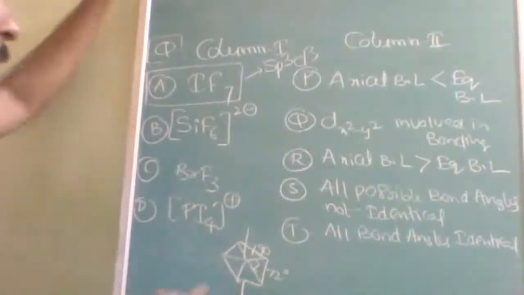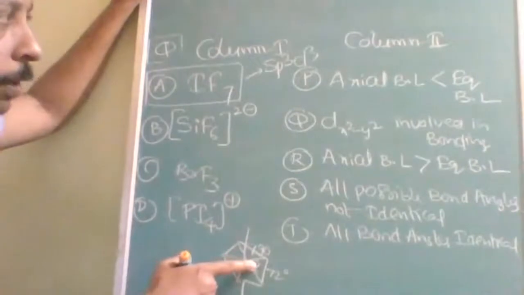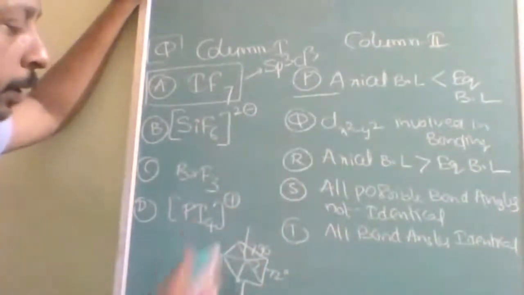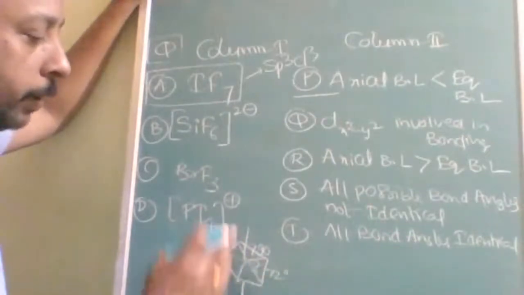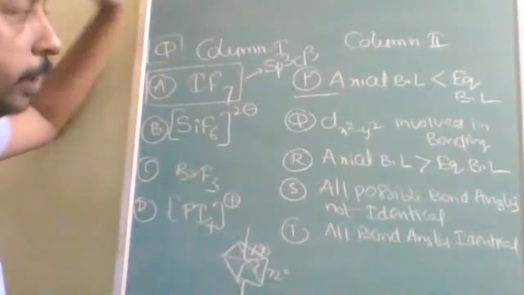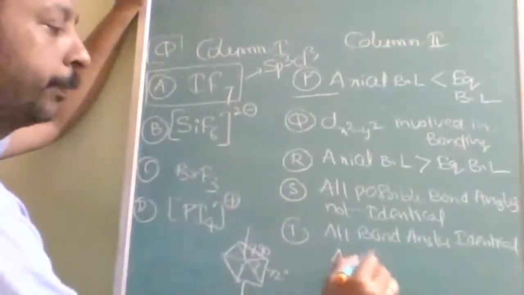IF7. So which one will be here bond length? This will be smaller. This will be greater. So this will be P answer. Is that clear? Equatorial and axial. So axial bond length will be smaller, equatorial bond length will be larger. So A answer is what? P.